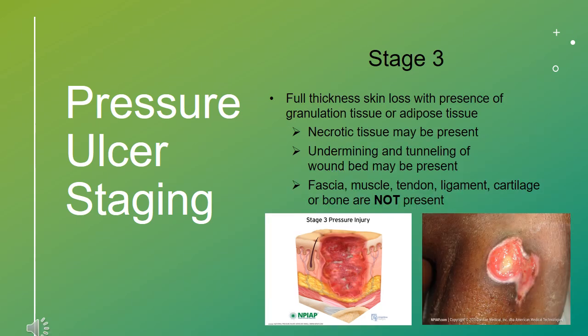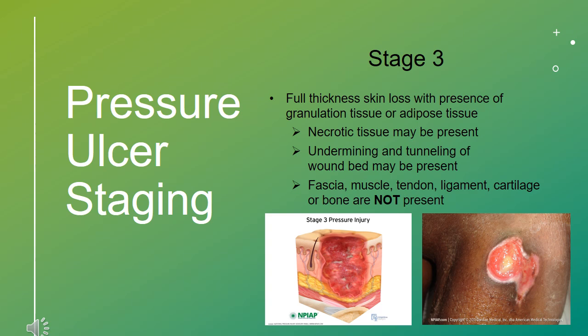A Stage 3 pressure ulcer is a full-thickness ulcer in which tissue loss has extended through the dermis into the subcutaneous tissue, revealing granular tissue or fatty tissue. Granular tissue is vascular, therefore sanguineous drainage may be present. These wounds may also have presence of necrotic tissue or slough, as well as undermining or tunneling.